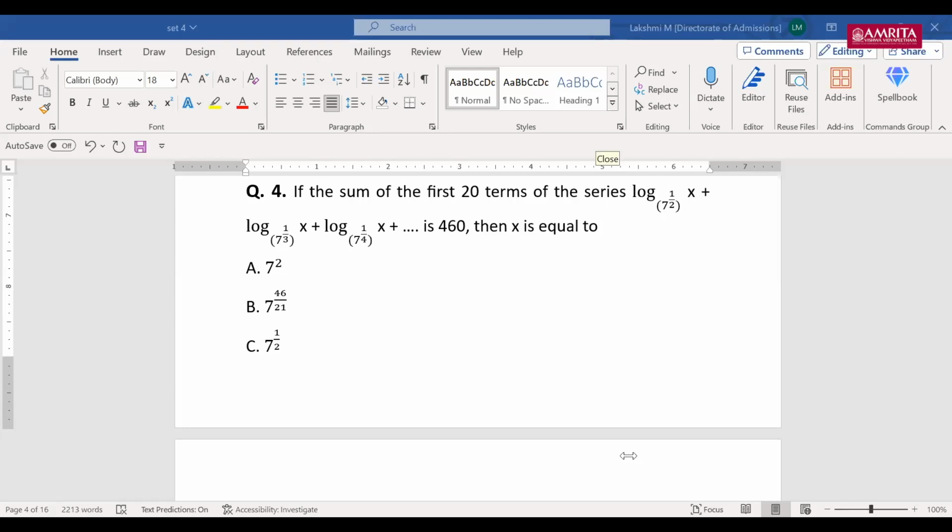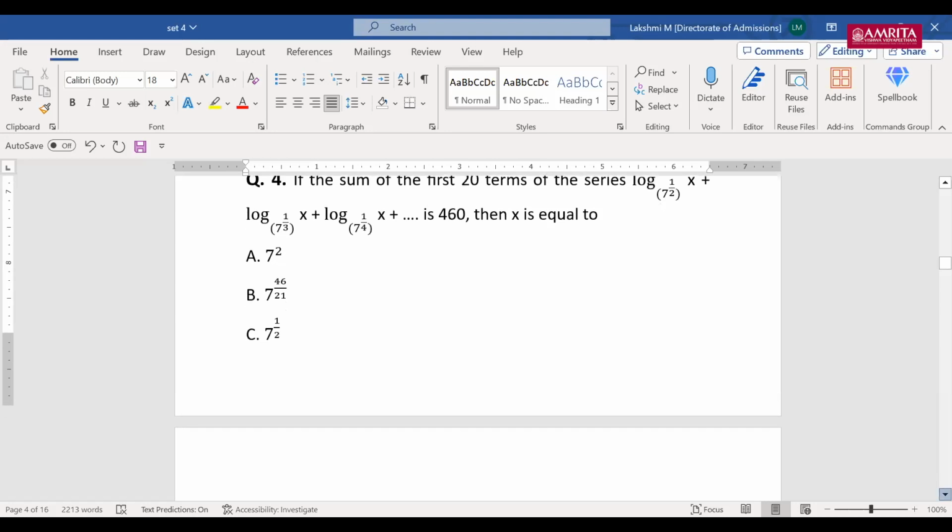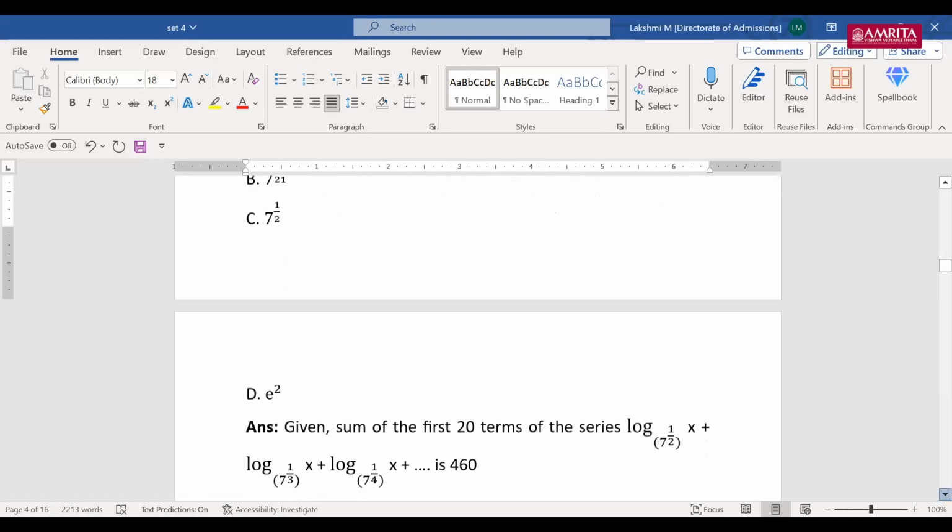Okay, I think 3 students have given me the option A. I'm just looking into the chat box. So if you have any queries, you could just type it. Maybe towards the end of the session, I'll be addressing everything. Yes. I think we'll discuss this question. If the sum of the first 20 terms of the series, this is the series. Nishruta, if you have any query, please do type it in the chat box.